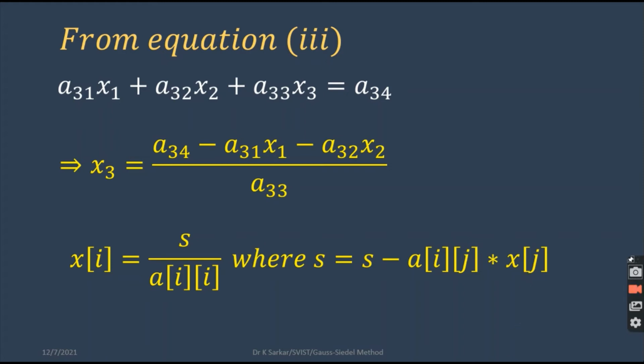I don't know why it is not moving. It is not moving at all, the slide. Sometimes it moves, sometimes it does not move.